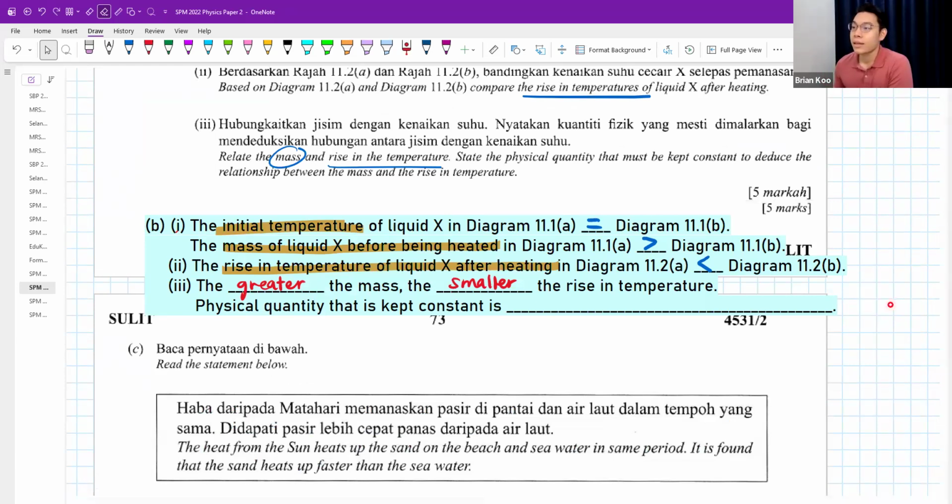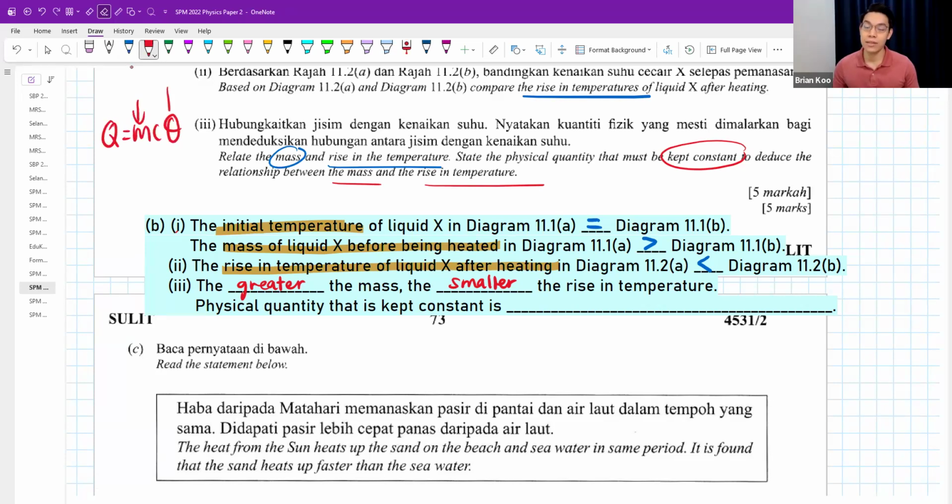Okay, last one. State the physical quantity that must be kept constant to deduce the relationship between mass and rise in temperature. Actually, they're asking you, if you want to find the relationship between mass and change in temperature, what must you make sure are the same? You must make sure the specific heat capacity never changes and the amount of heat supplied is the same. Physical quantity kept constant is the specific heat capacity.